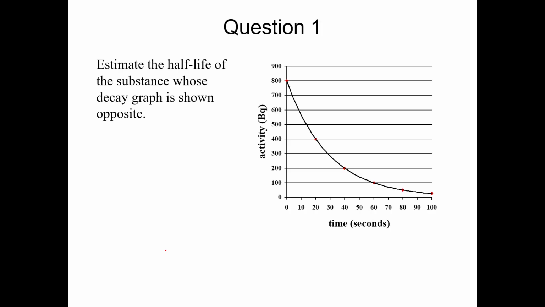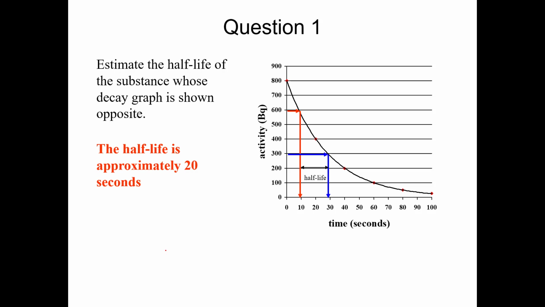Now we have an example here. The question says that from the graph, estimate the half-life of the substance whose decay graph is shown on the opposite side. Pause the video and try this one out. Okay, so in this case, if I take my original as 600, divided by 2, I'll be getting 300. So I draw my arrows like that. And the difference between those two will give me the half-life of approximately 20 seconds. And that is what we do.